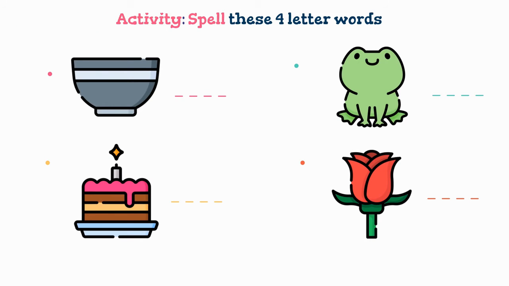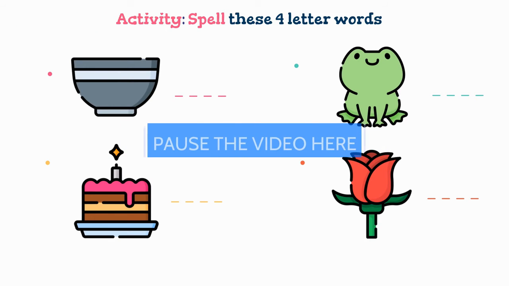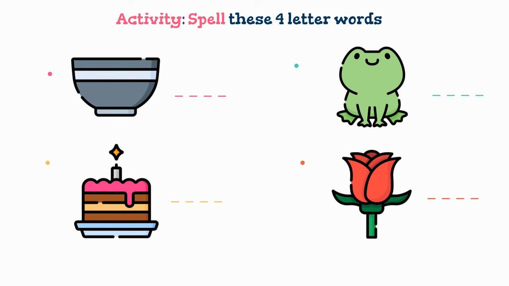Activity. Spell these 4-letter words. Pause the video here and see if you can spell them. We're back, and we'll be going over the answers now. The first word is bowl. Bowl is spelled B-O-W-L. Our second word is cake. Cake is spelled C-A-K-E. Our third word is frog. Frog is spelled F-R-O-G. Our last word is rose. Rose is spelled R-O-S-E.